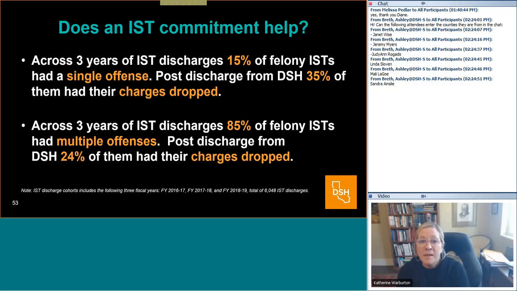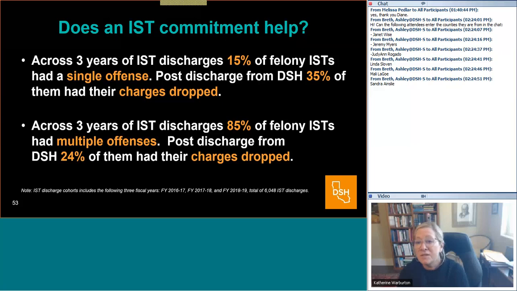Again, does this serve any kind of public safety function? Well, many of these people are just having their charges dropped after they sit in jail for months waiting to come into a state hospital. We get them stabilized on medication, we get them ready to stand trial, they go back and their charges are dropped, and they go right back out into conditions of homelessness and being untreated.